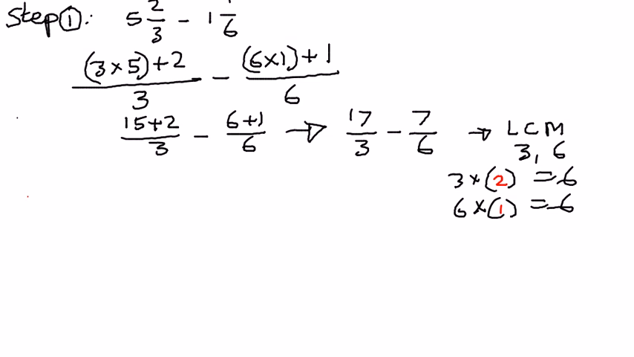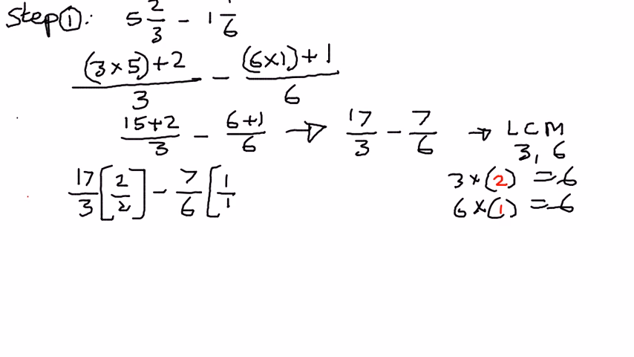So we can then write this one as 17 divided by 3. We can multiply and divide by 2 the first fraction, and then we write the second fraction, which is 7 over 6. We multiply and divide by 1. So here, when we multiply and divide by 2, we're going to get a common denominator of 6. So 17 times 2 is 34. 3 times 2 is 6 minus 7 times 1 is 7 divided by 6 times 1 is 6.